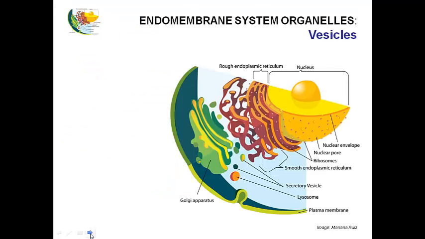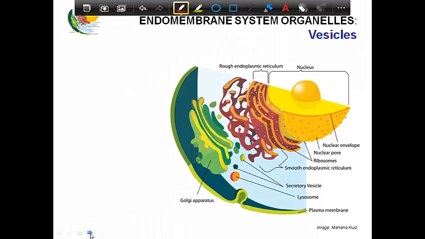All right, next part of the endomembrane system is the vesicles. And I'm going to point those out to you real quick on here. So the secretory vesicle right here, it's pointing at these two little guys over here, and right here. That's what we're talking about here, these vesicles.